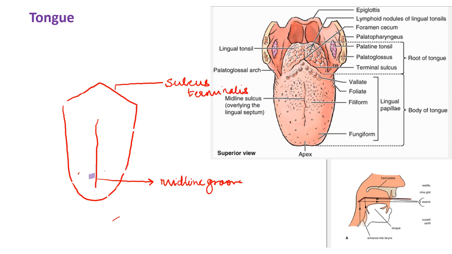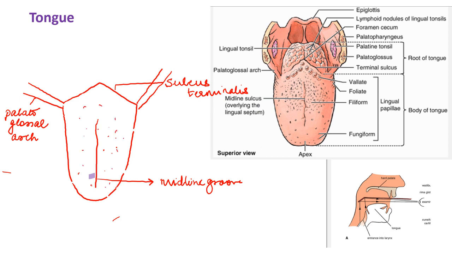All right. At the tips of the sulcus terminalis is where the palatoglossal arches are present. Palatoglossal arch. The anterior two-thirds of the tongue is rough due to the presence of these papillae, the lingual papillae, which are present in front of the palatoglossal arches and the sulcus terminalis.